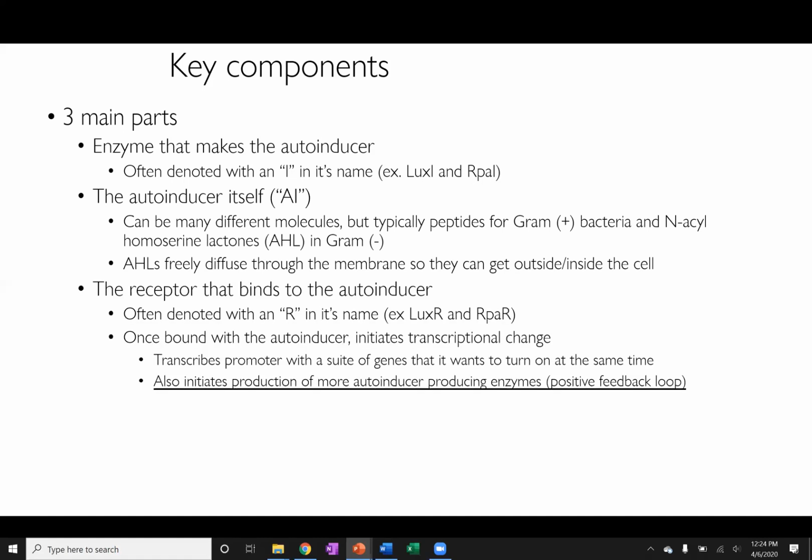And then finally, we need a receptor that ultimately binds to this autoinducer, and it is typically denoted with an R in its name, so LuxR or RpaR. As you can see, they match between these autoinducer producing enzymes as well as the autoinducer accepting enzymes. But ultimately, once an autoinducer is bound to its receptor, it initiates some sort of transcriptional change. And it also initiates the production of more autoinducer producing enzymes. Thus, it creates a positive feedback loop.